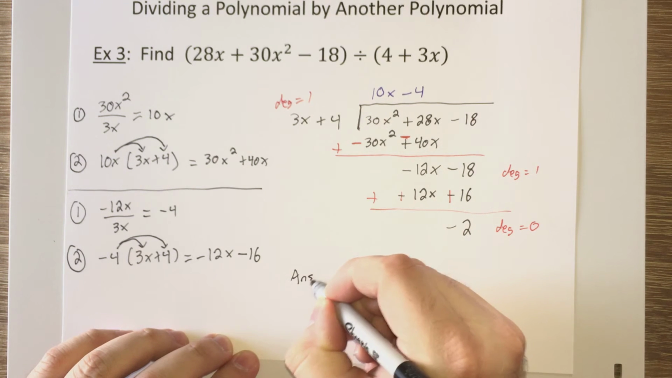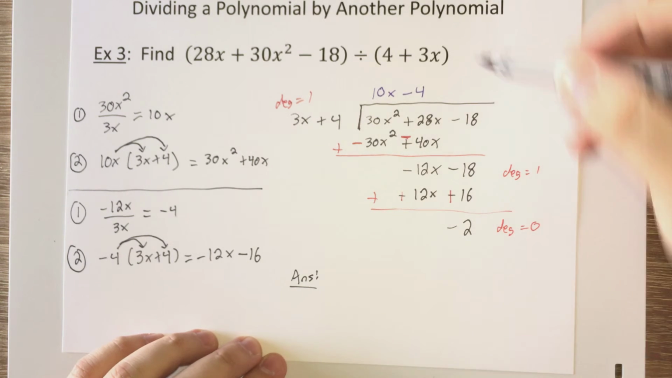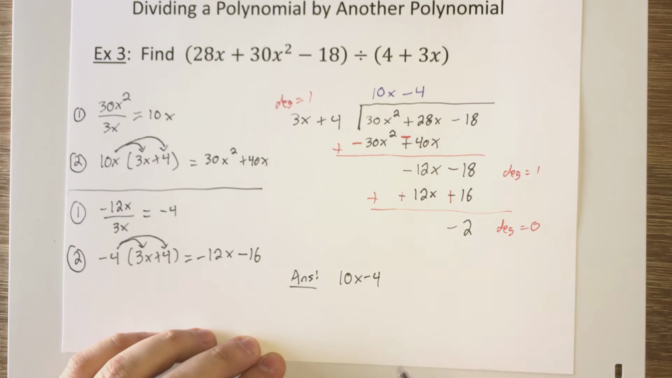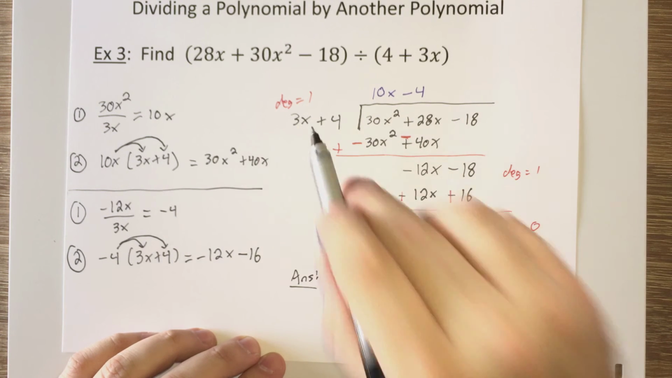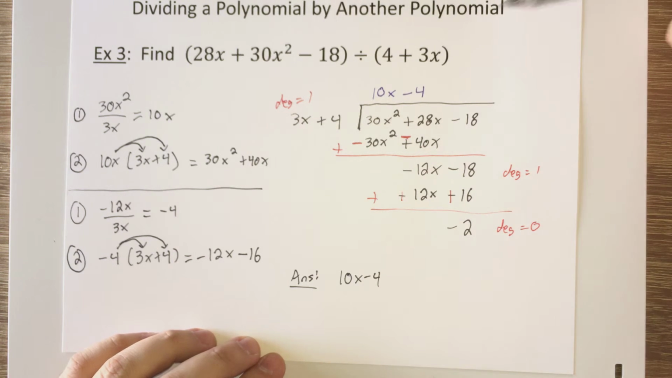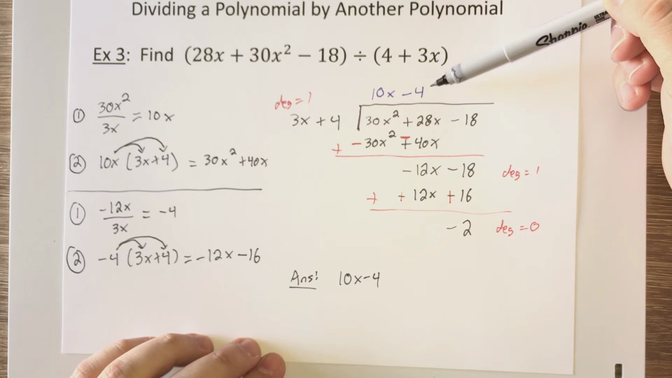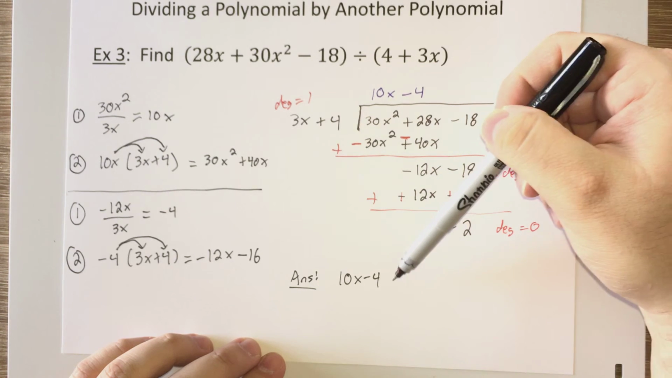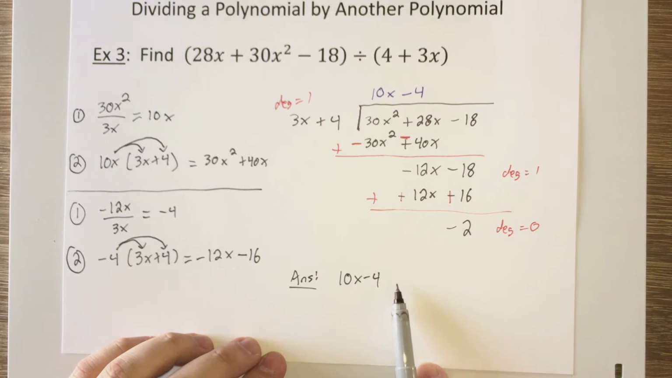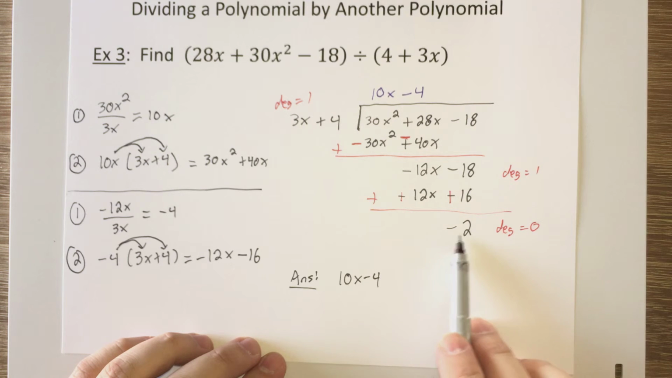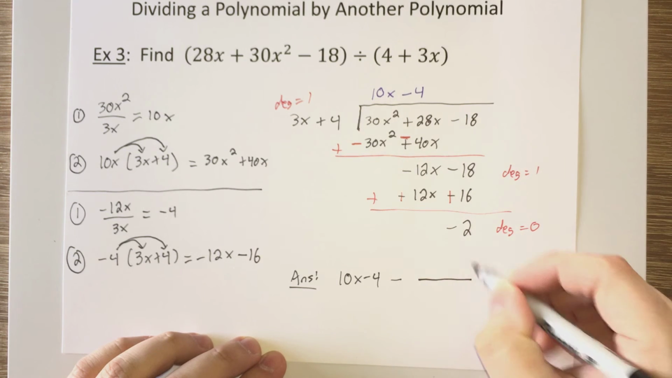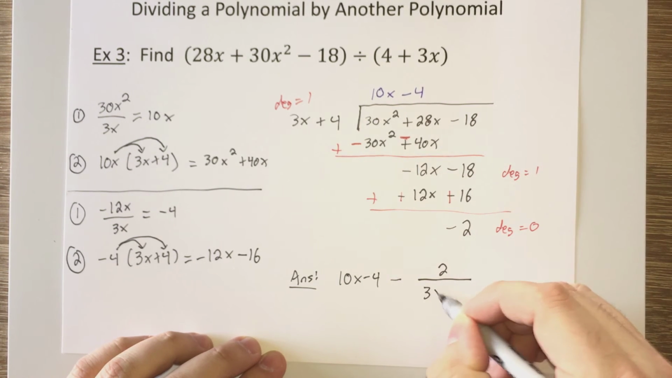So here's the answer. The way you write your answer, it's going to be this blue polynomial that I have up here, so 10x minus 4. Then plus this over this. That's a little weird, but you have to remember the way you're going to write that down. So you write this down and then you're going to write a fraction. So you're going to write plus this over this. Now I'm not going to put the plus sign here only because this term is negative. If this term was positive, I'll put a plus. If this term is negative, I'm just going to put the minus sign right here. So minus, and then we'll put 2 over 3x plus 4.